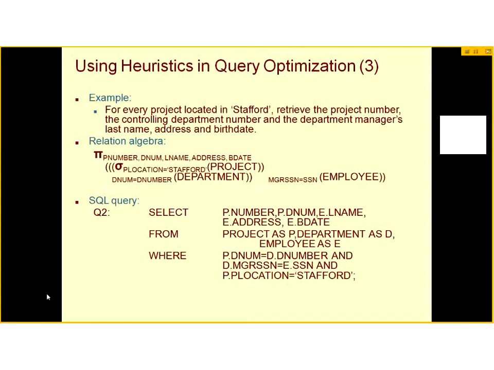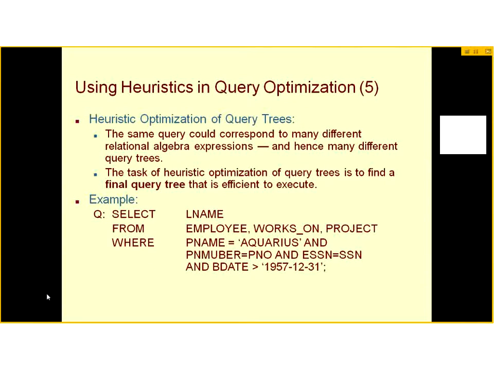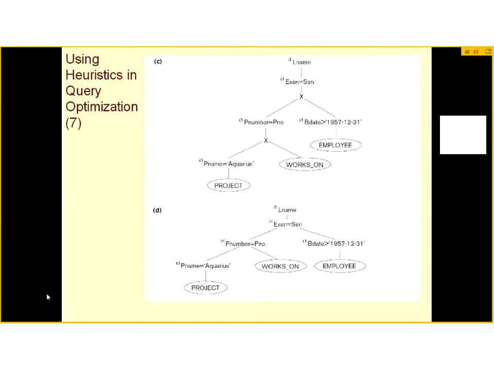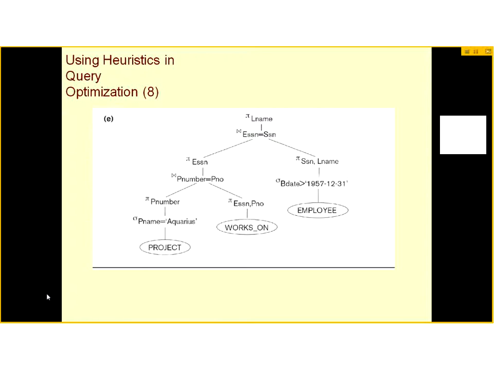For example, here's a query, like you know the example, then the relational algebraic expression, then another query, and these are the initial trees which are possible trees which can be made for this.